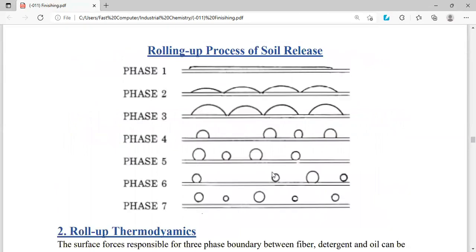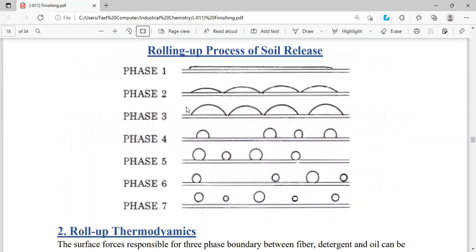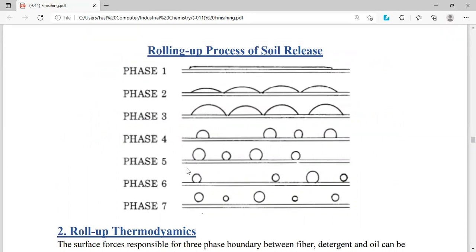This figure shows the rolling up process of a soil release. There are a total of 7 phases of the rolling up process. In the first phase, the soil particle is straight, but in the last phase, it develops the shape of a bubble.